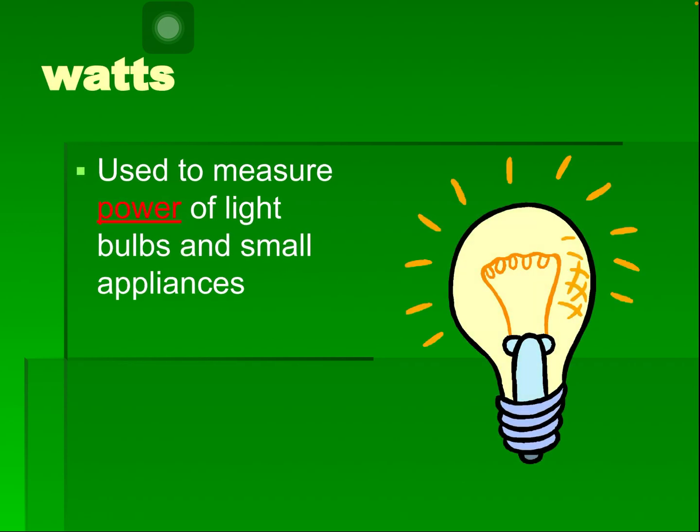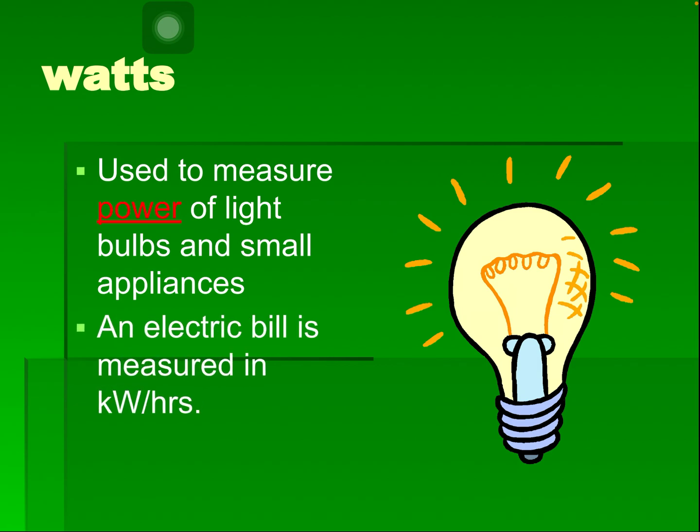Okay, again, there's our light bulb, used to measure power of light bulbs and small appliances. Your microwave will have a wattage rating. Bigger microwaves might be 1,000, 5,000 watts or something like that, and smaller microwaves, of course, less. And also your electric bill, which you guys don't get yet, but I'm sure your parents or guardians do. That's going to be also measured in kilowatt hours. So somewhere outside your house, you have a meter spinning around in circles, measuring how many watts of electrical power that you use in your home, and that's how you're billed each month.